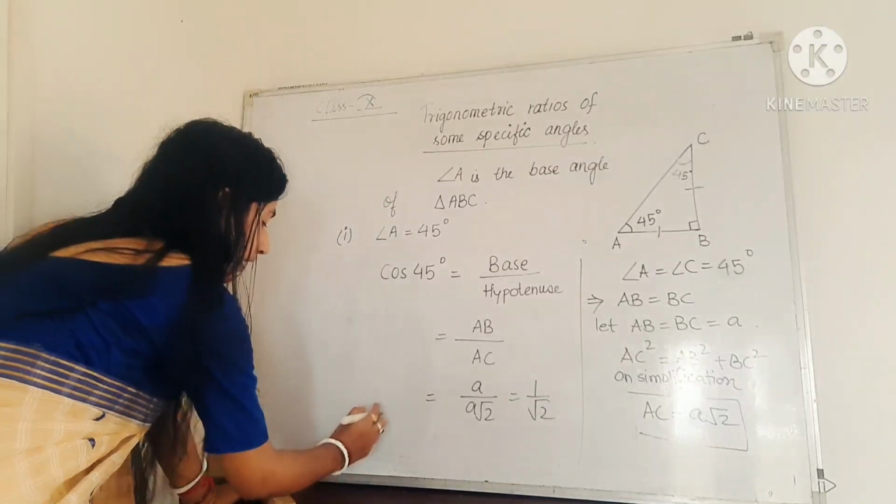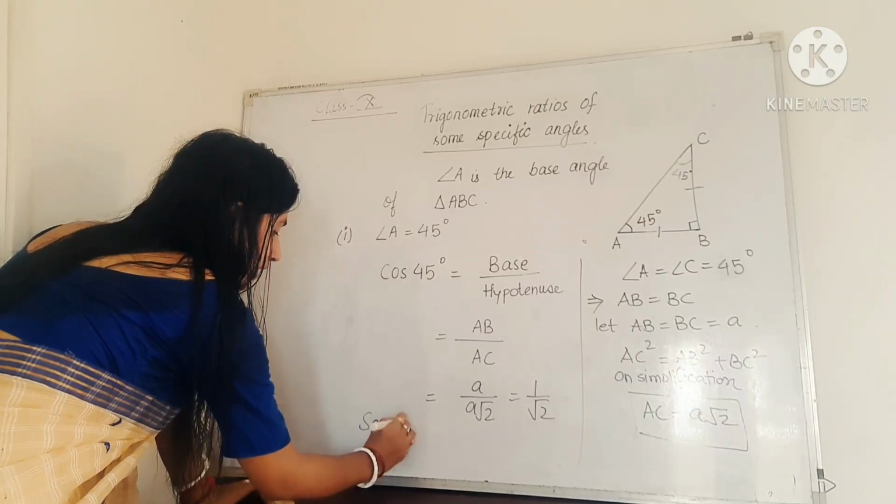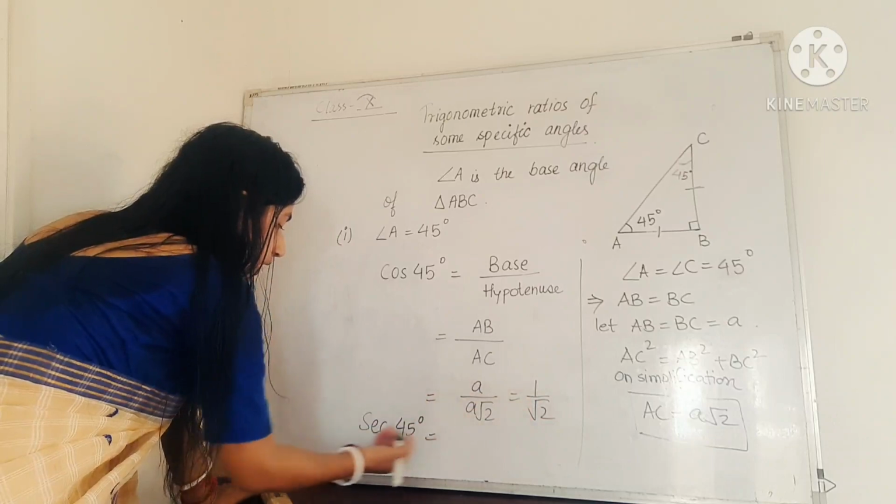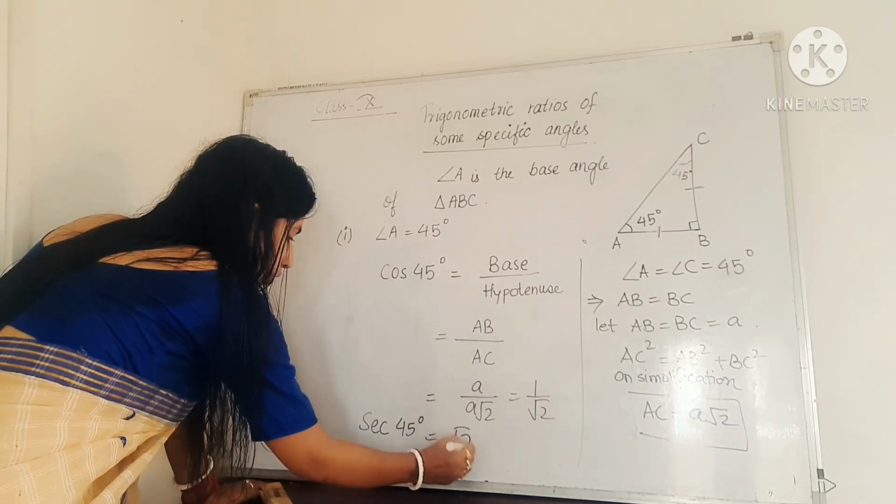Now we can find the value of sec also, because sec is the reciprocal of cos. Cos 45 degree is 1 by root 2. That means sec 45 degree will be root 2.